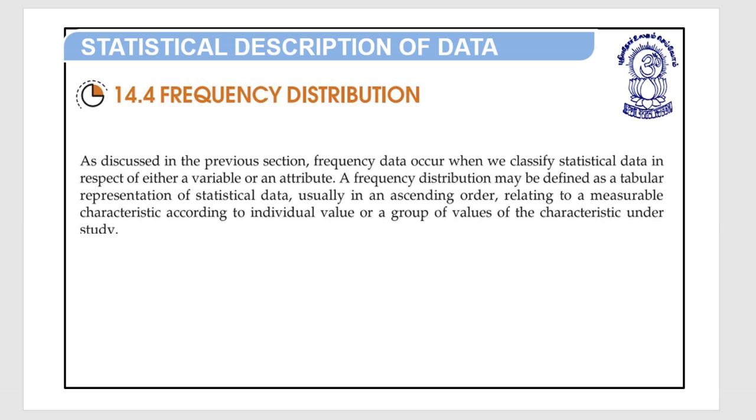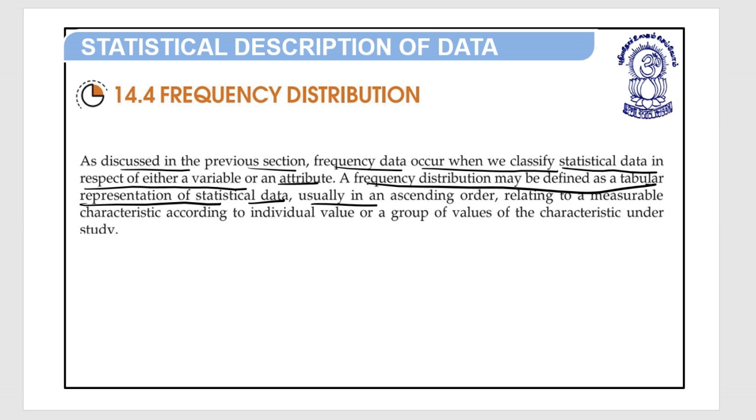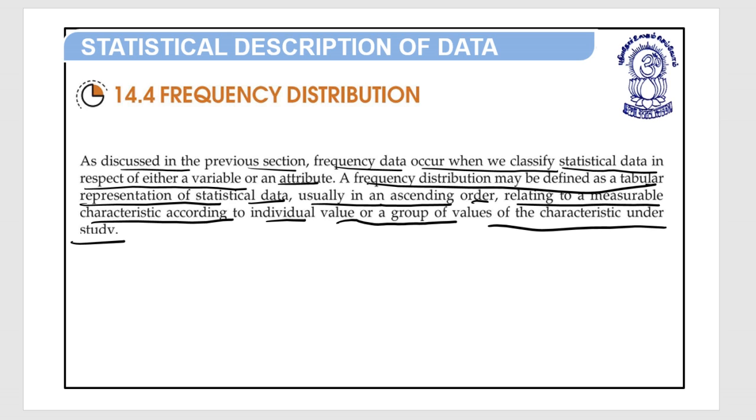Now the next topic is frequency distribution. As discussed in the previous section, frequency data occur when we classify statistical data in respect of either a variable or an attribute. A frequency distribution may be defined as a tabular representation of statistical data, usually in ascending order, in relation to a measurable characteristic according to individual value or a group of values of the characteristic under study.